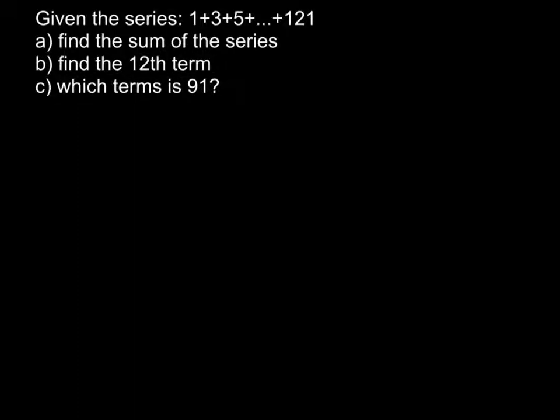The difference between a sequence and a series is that a sequence is just a list of numbers, whereas a series is the sum of all of the numbers. So in this case, we have the series 1 plus 3 plus 5 all the way up to 121. So we can see that this is an arithmetic series, and the common difference each time we're adding 2. So the common difference is 2.